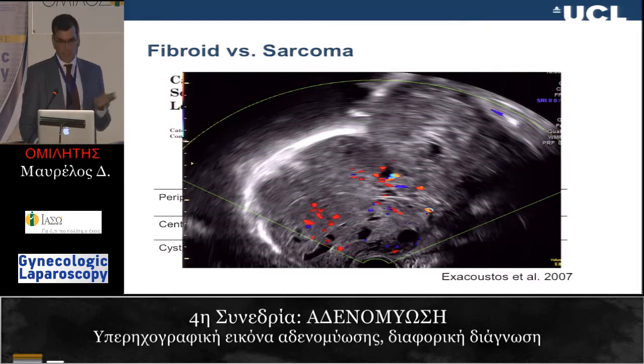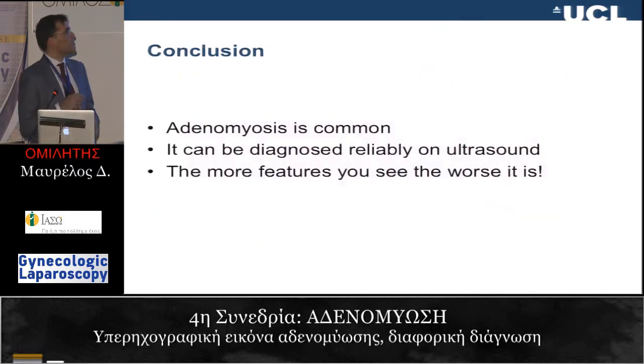Good. So this is just a little message to take away. If you see something like this, cystic lacunae, irregular borders, central vascularity, large tumor, an older woman, of course you'll be alert to the idea that this might be a leiomyosarcoma. So to finish, adenomyosis is common. In a study that we did at UCLH, 20% of women presenting to gynecological clinic had some feature of adenomyosis. You can see it on ultrasound. The reliability of a scan diagnosis for adenomyosis is up to 85–90% on the latest reports. And the more features you see, the worse it is.